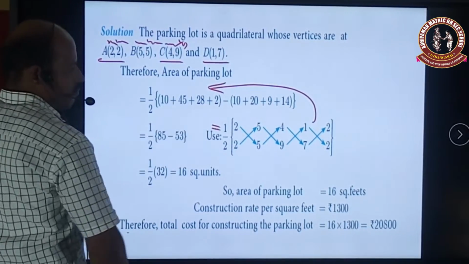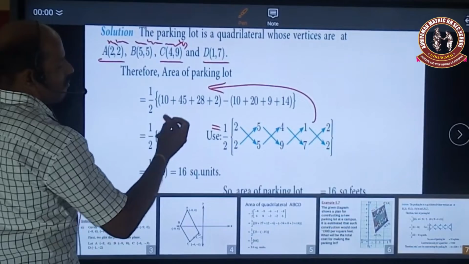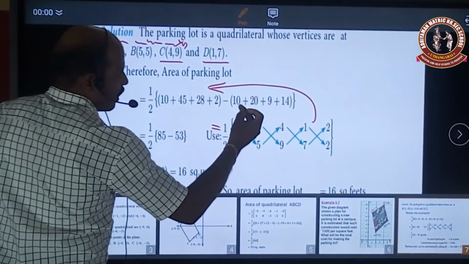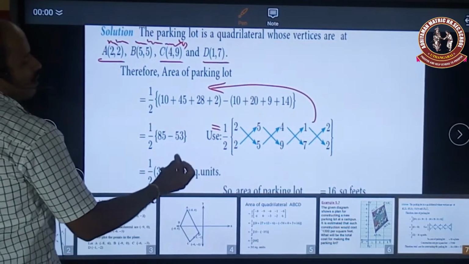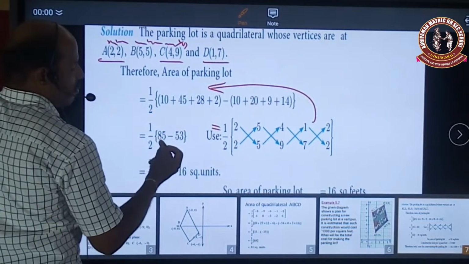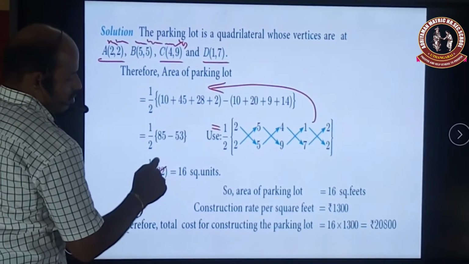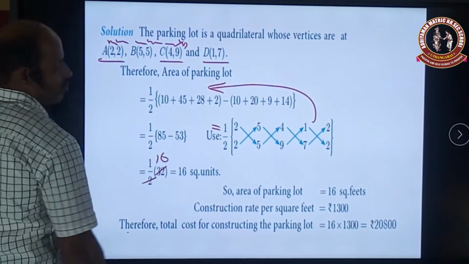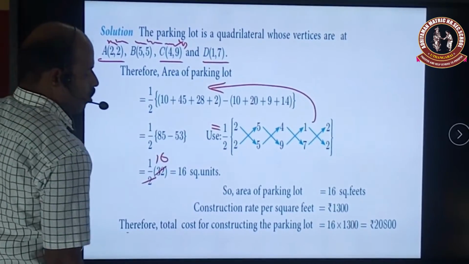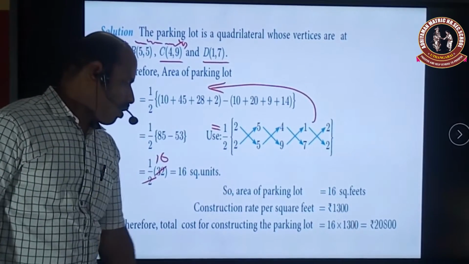Adding the parts 10, 45, 28, 2, we get 85. Again adding 10, 20, 9 plus 14, we get 53. 85 minus 53 equal to 32. Half of 32 is 16. That is equal to 16 square units. The area of the parking lot equals 16 square units.